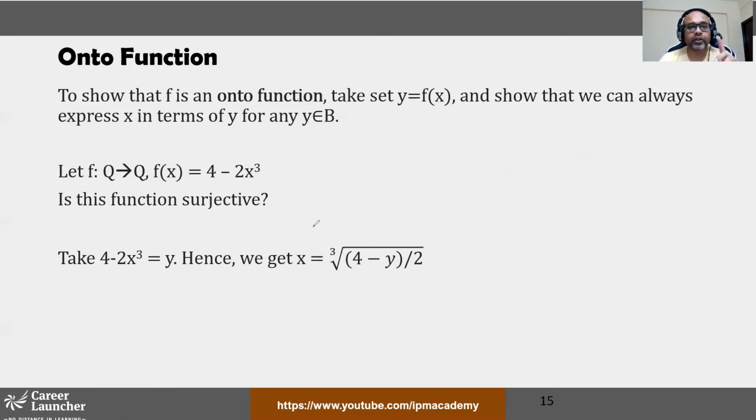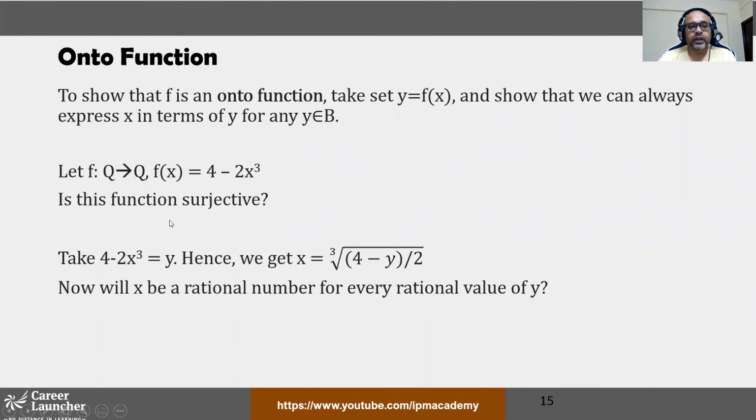So once again, remember, how do you prove a function is onto? You convert x in terms of y and show that for every y that belongs to your codomain, your x lies in your domain. If this relationship is not happening, and certain y will not give you a proper x, then it means that function is not an onto function. Simple enough, right? Hence you will say it is not surjective.